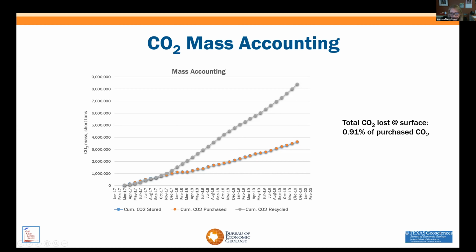By the end of 2019, about 55% of the total CO2 injected into the West Ranch oil field was recycled CO2. And all the losses that we measured at the surface, and those include any troubleshooting, anything that might have happened that required a CO2 release, as well as just regular CO2 releases through flaring, etc., amounted to 0.91% of the purchased CO2.